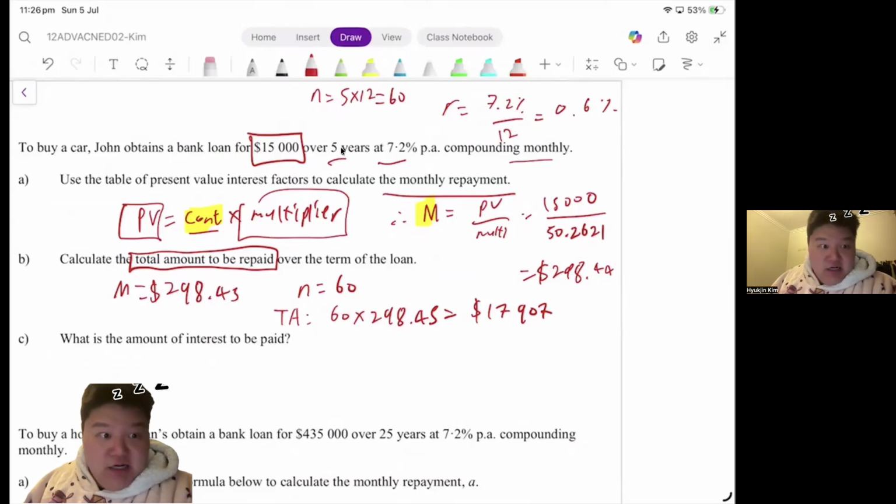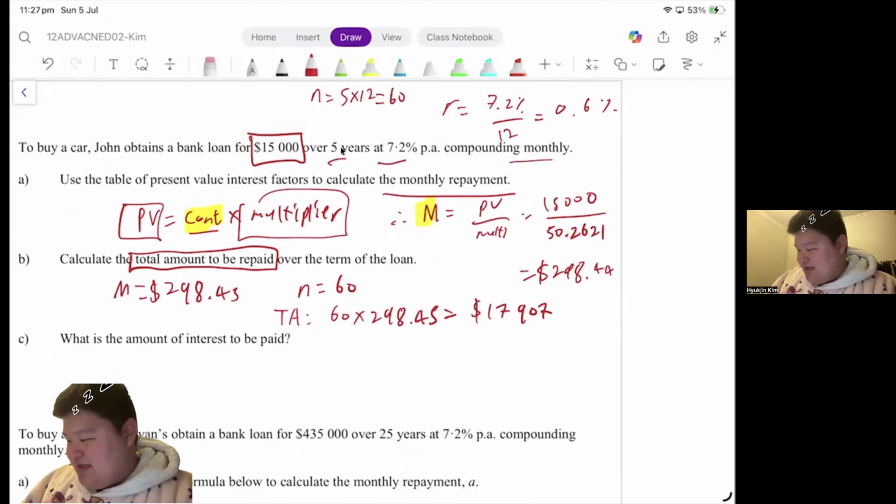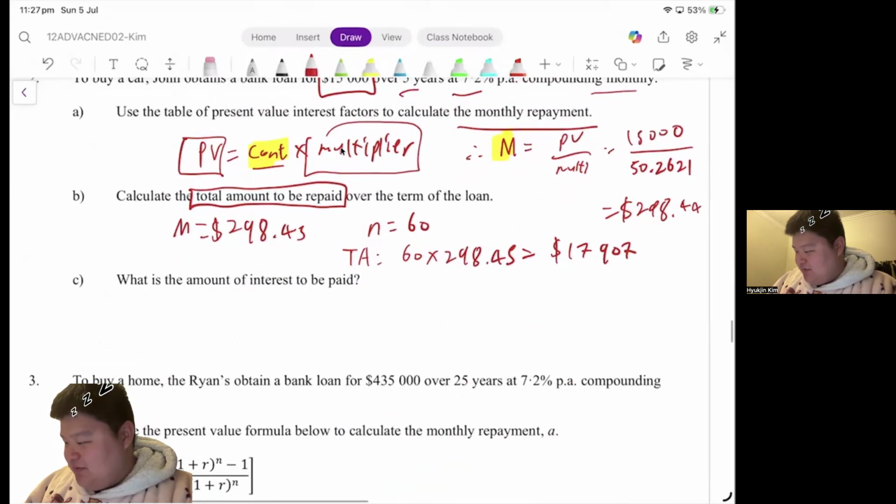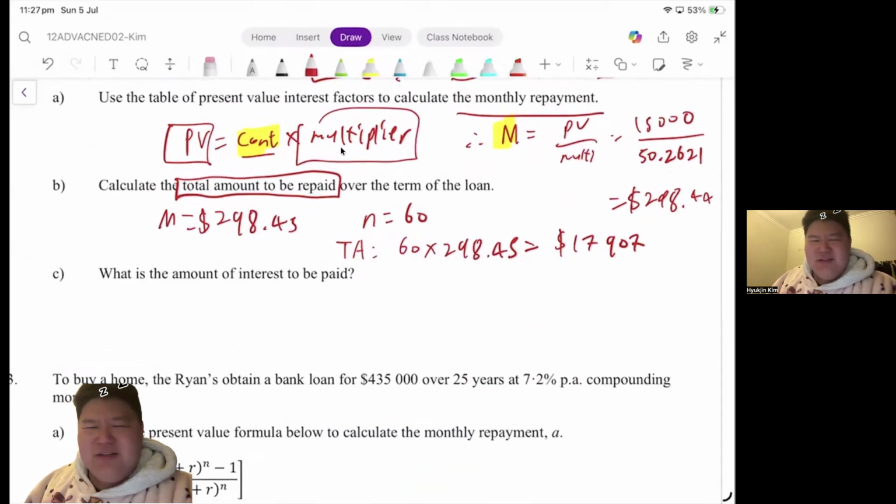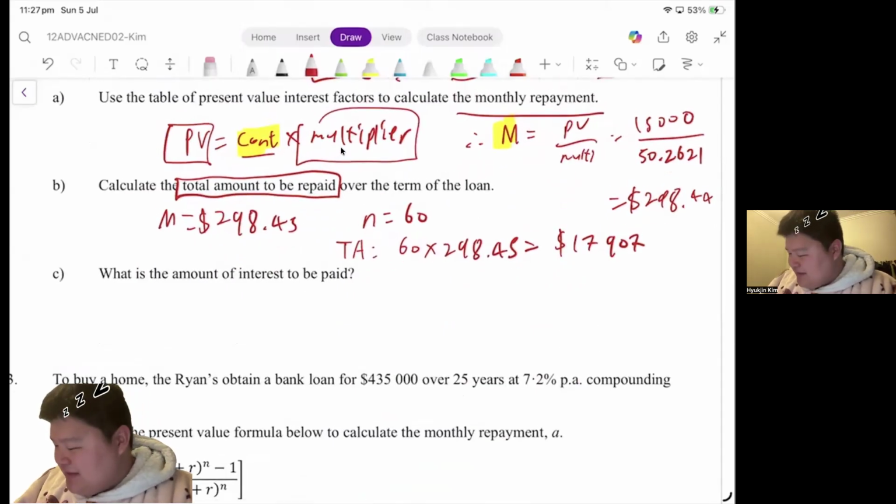If you're buying cars with a loan, you're the dumbest person ever. You're dumber than Mr. Kim. Okay? And Mr. Kim has lost $50,000 in stocks before. Not 50,000, 20,000. Jesus, I'm not that dumb.